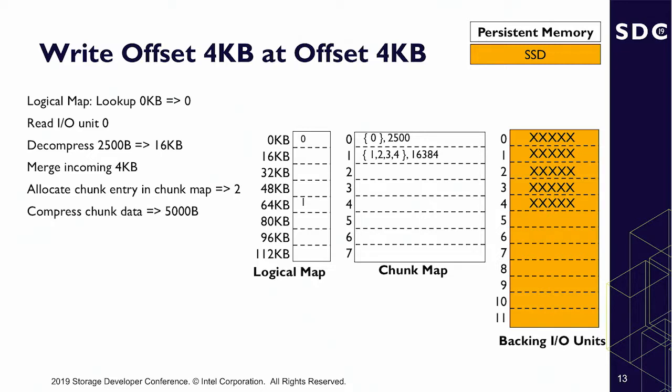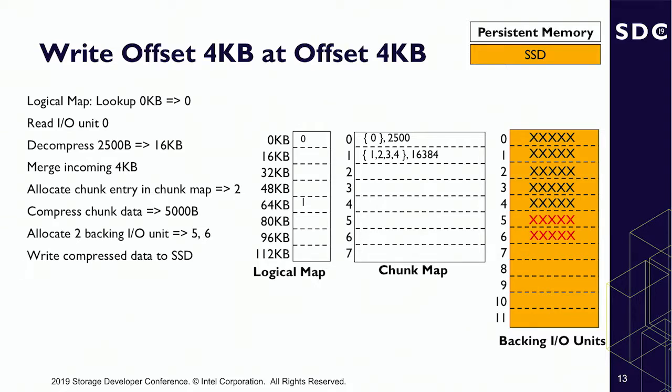Go ahead to the next. So here we're going to say this compresses down to 5,000 bytes. So now this means we need 2 backing I/O units. So one of the things I want to call out here is that we never update anything in place, right? So you can see here, we don't overwrite this chunk map entry. We're going to allocate a new one. And same thing here for the backing I/O units. We're not going to try to reuse that entry 0. We're going to allocate two new ones.